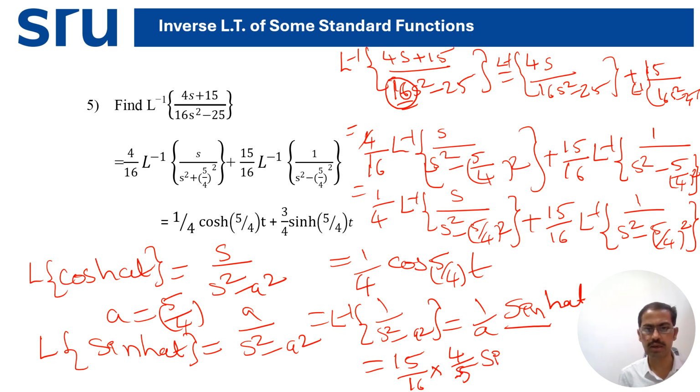Into sinh 5 by 4 t. So 5 threes are 15, and 4 fours are 16. So 3 by 4 sinh 5 by 4 t. These are some standard functions' inverse Laplace. Thank you.